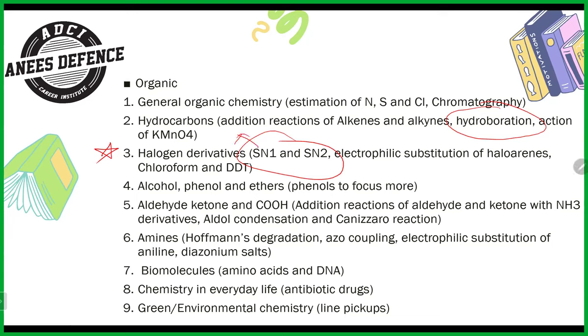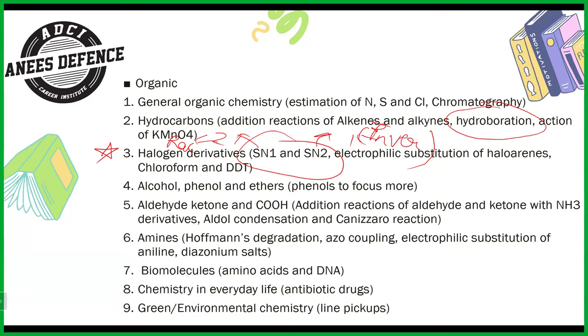SN1 is a 2-step reaction, SN2 is a 1-step reaction. SN1 gives us a racemic mixture, SN2 gives us an inverted product. Then SN1 requires a polar solvent, SN2 does not require a strong solvent. The name is bluffing us. Where it is SN1, it is a 2-step reaction. Where it is SN2, it is a 1-step reaction. Then the intermediate in SN1 is a carbocation, whereas there is no intermediate in SN2 because there is a transition state.